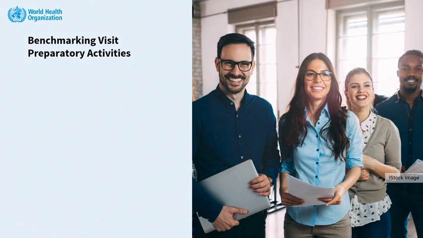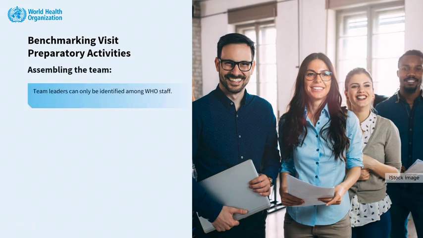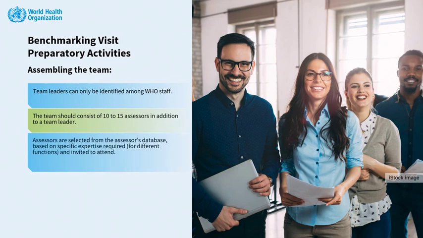The first step involves assembling the team by appointing a team leader who is always a WHO staff member. The team typically consists of 10 to 15 assessors in addition to the team leader. Assessors are chosen from the assessor's database, based on the specific expertise required for different functions. More than one assessor can be assigned to the same function for tutorship purposes or peer review.